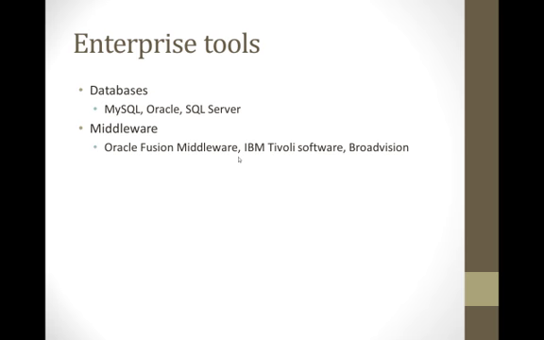Now, middleware isn't always used. Sometimes they use what's called enterprise application integration. And at this level, what you're trying to do is have the communication going on between a lot of different components or objects throughout the organization without necessarily having the middleware.